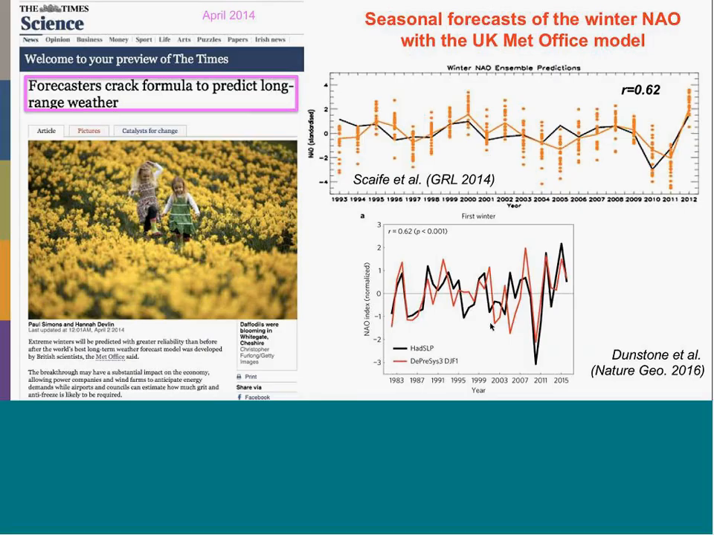So, based on skill estimates from hindcasts made over the last couple of decades, some recent studies have suggested that considerable success has been achieved in forecasting the winter climate anomalies over the Euro-Atlantic area using current generation dynamical forecast models. And the UK media in April 2014 made a big story. Here is a picture from the Times, one of the major newspapers, with the headline, Forecasters Crack Formula to Predict Long-Range Weather. And they go on saying, extreme winters will be predicted with greater reliability than before after the world's best long-term forecast model was developed by British scientists, the Met Office said.